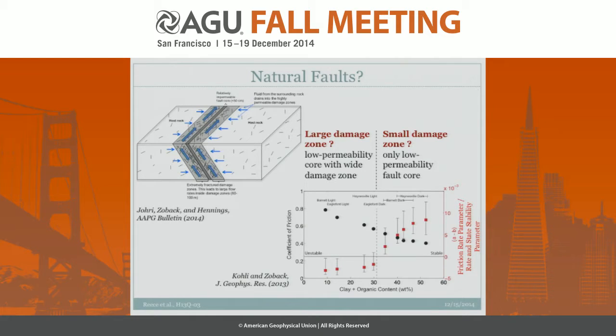that low permeability core. And Mark introduced this figure. I don't have the time now to go into detail, but I just want to say that we hypothesize for these low clay contents, we expect a large damage zone, whereas a small damage zone for higher clay contents.